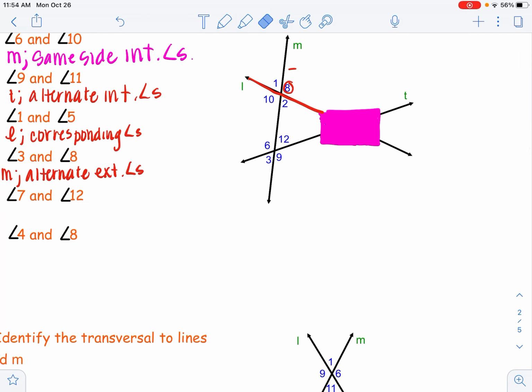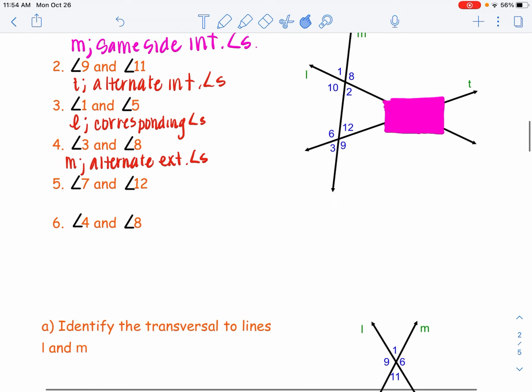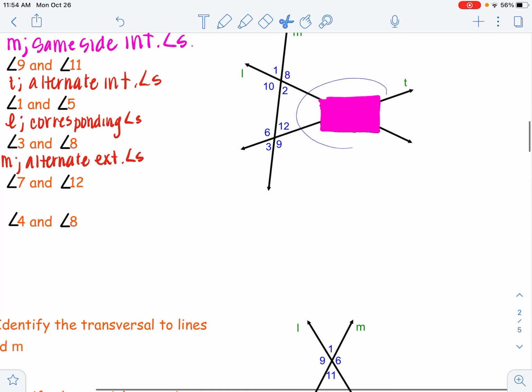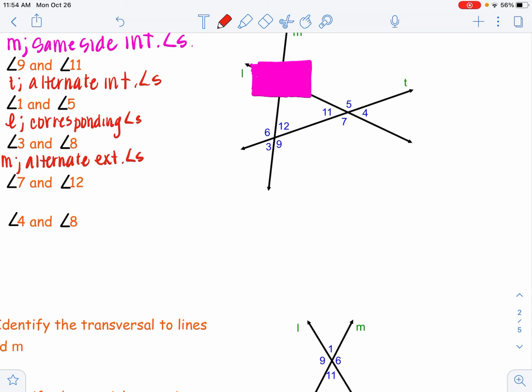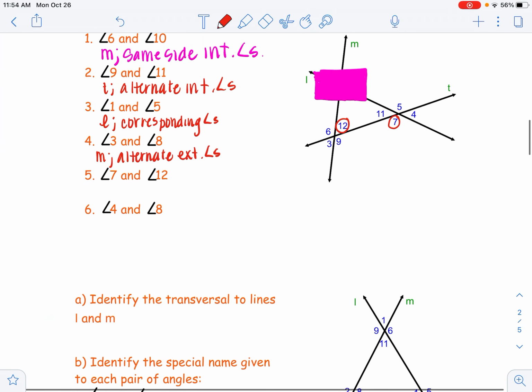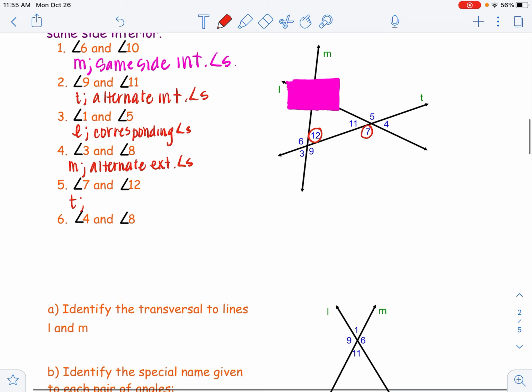All right, next, 7 and 12. Oops. 7 and 12. So there's 12. That means I'm hiding 7. So here's 7, here's 12. All right, what's the transversal? That'd be T. They both touch T, so that's the transversal. That means that my double lines are M and L.